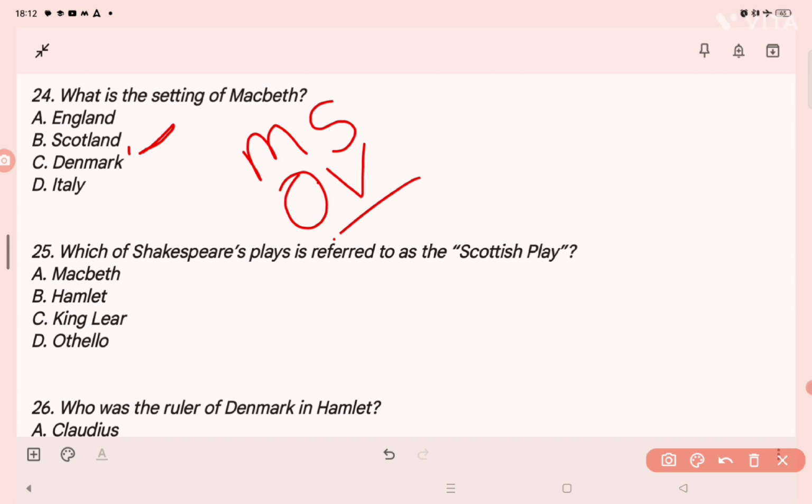Which of Shakespeare's plays is referred to as the Scottish play? Option A, Macbeth. Macbeth is often referred to as the Scottish play due to a superstition about the play bringing bad luck to theatre productions.